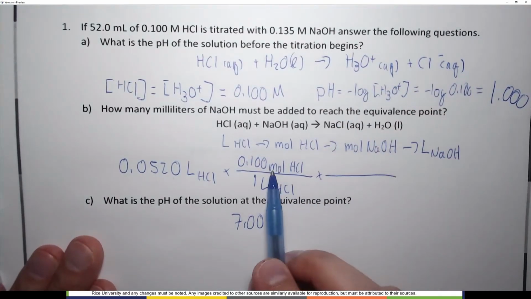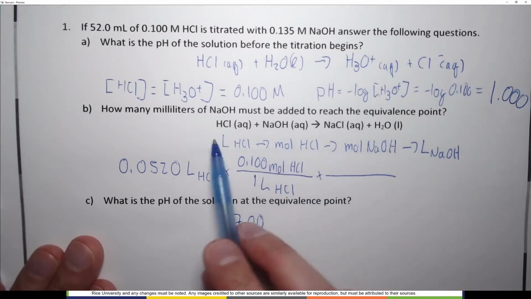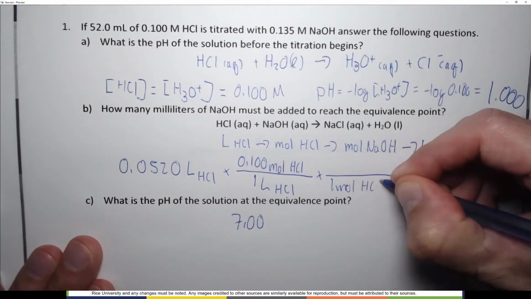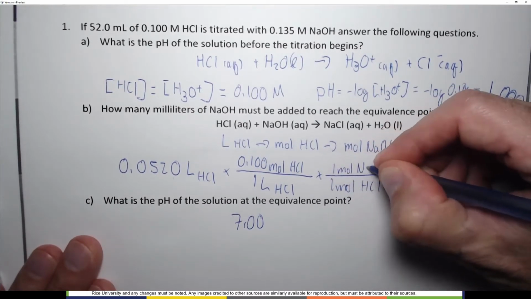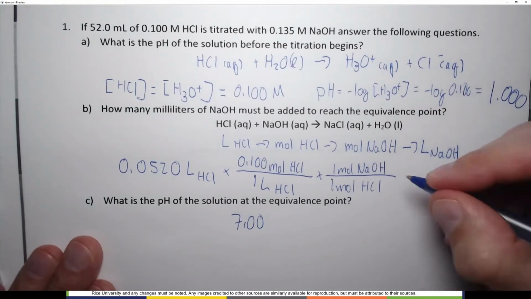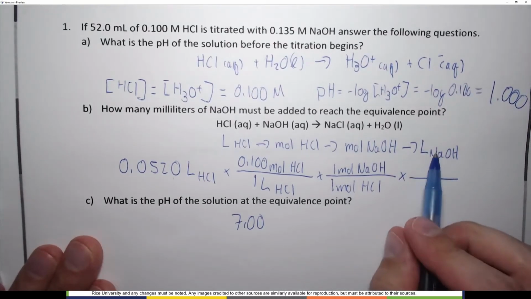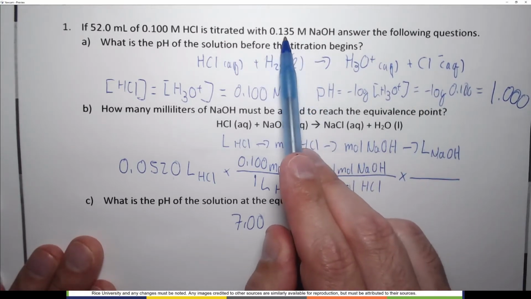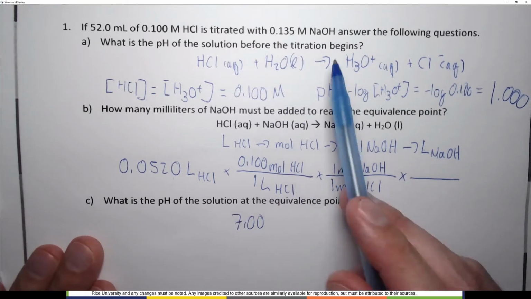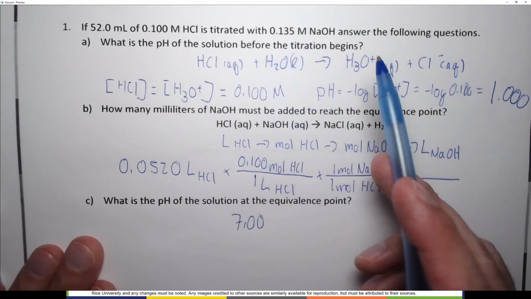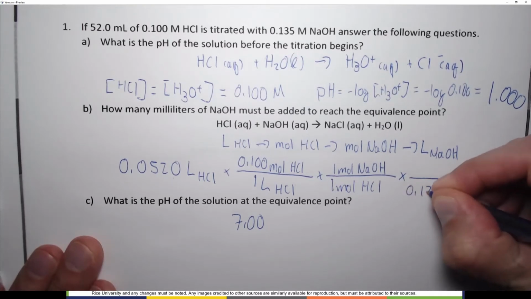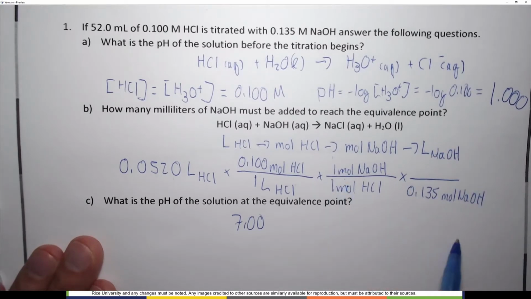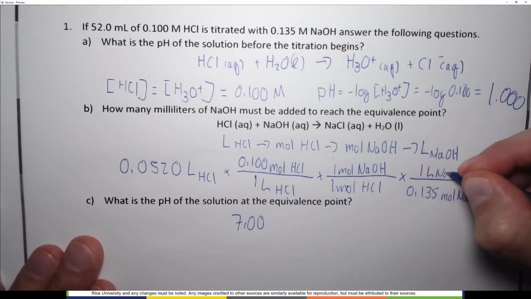Once we have moles of HCl, we can convert it to moles of NaOH using a balanced chemical equation. So 1 mole of HCl on the bottom and 1 mole of NaOH on the top. Finally, we want to convert it to liters of NaOH. In order to find liters of NaOH, we need to use the molarity here. But we're going to use it upside down compared to how we use this one. So in this case, it's 0.135 molar, which means there are 0.135 moles of NaOH, which I want on the bottom so that it'll cancel out, per 1 liter of NaOH.